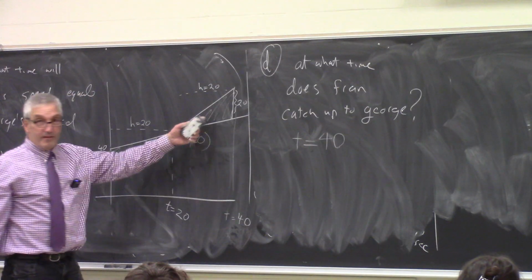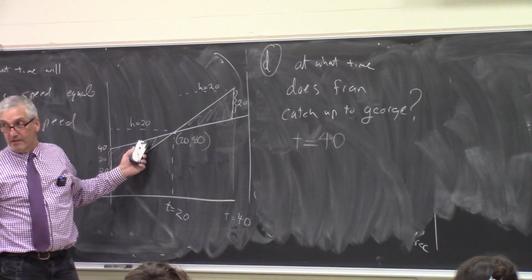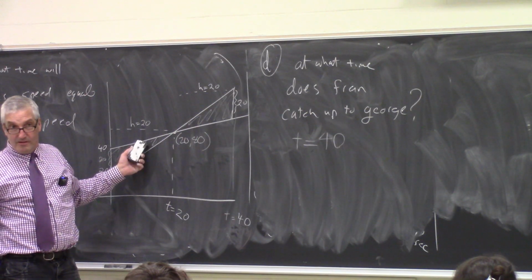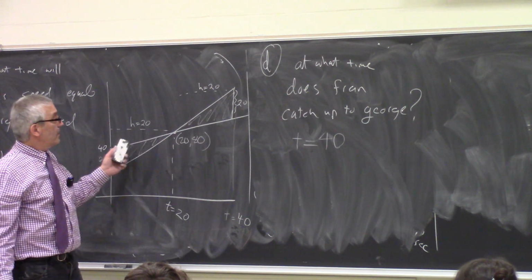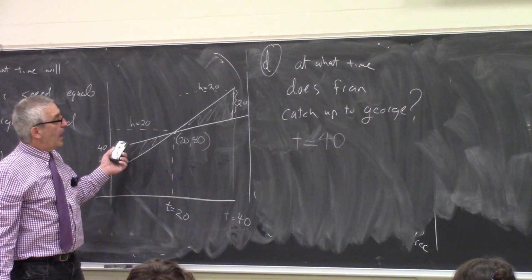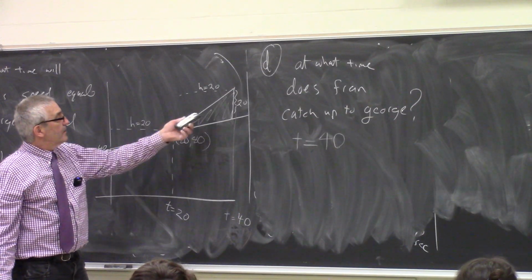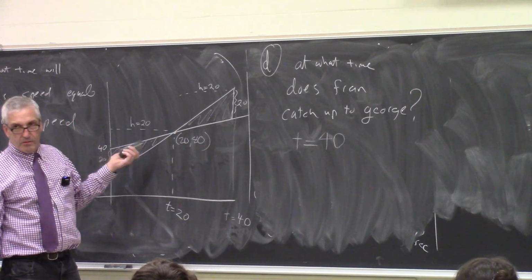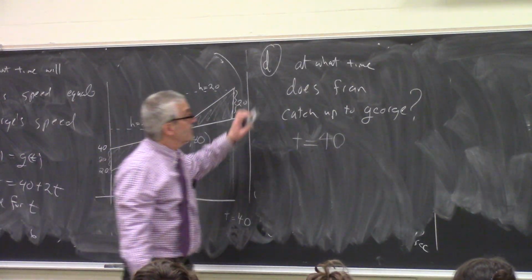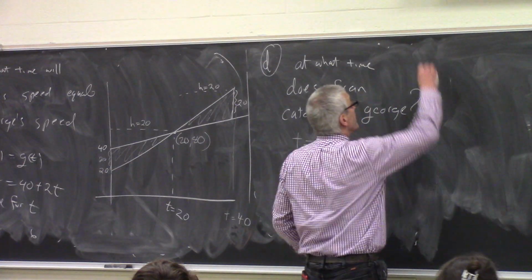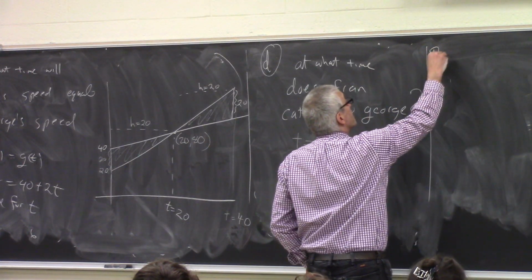So at the point where this area equals this area, that's going to mean that Fran caught up. Isn't that cool? So no math here. Just figuring out, eyeballing it, where does it look like this area is going to be the same as this? Well, you can do better than eyeball. You can say this is symmetrical. Yeah, very nice.